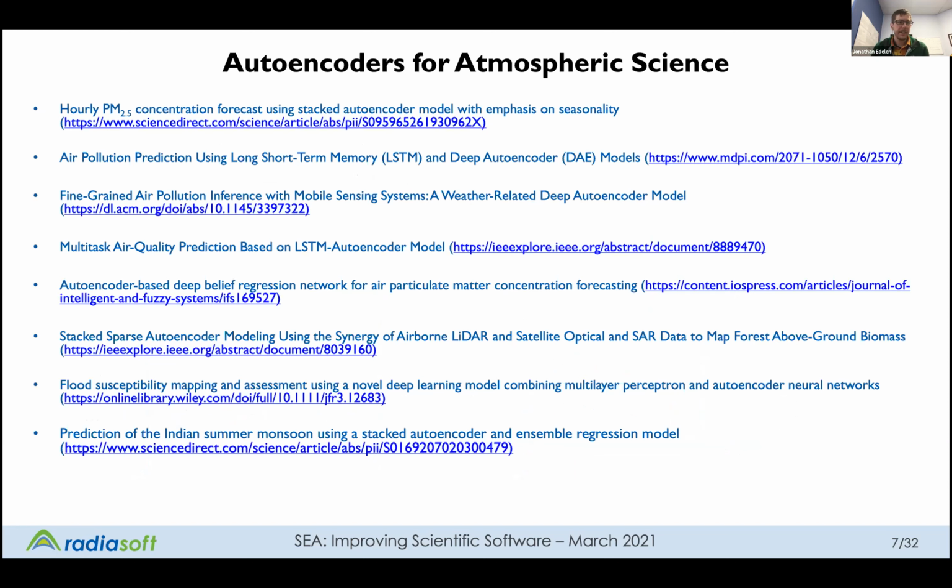I wanted to quickly highlight that there's quite a lot of work going on applying autoencoders to atmospheric science. I did just a cursory search, and I found a number of papers; these, I think, were some of the more interesting ones. One of the big areas is understanding pollution maps, using autoencoders for dimensionality reduction to train machine learning models. There are also a couple looking at susceptibility in flood assessments, and then weather forecasting. There's a fair amount of work going on, and a lot of interesting stuff to look into here.